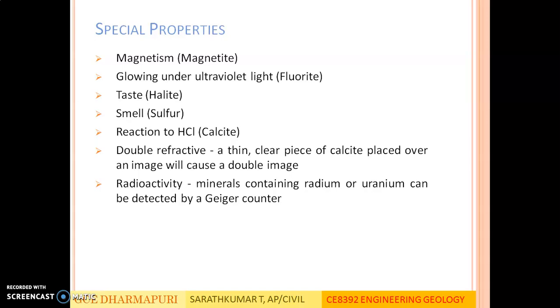And also minerals containing radium and uranium will exhibit radioactive nature, and those minerals can be identified using a Geiger counter.